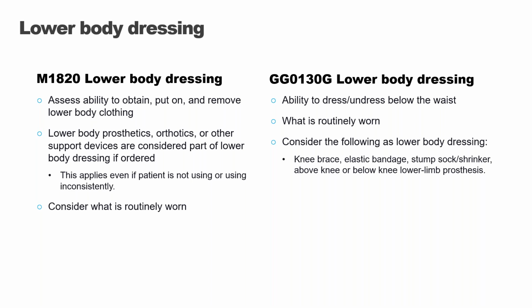So let's look at lower body dressing. M1820 says that we need to assess the ability, again, to obtain, so it's how you're going to get the clothes, getting to and from, which is what we look at on the M1800s. And we're going to obtain, put on, and remove lower body clothing. This also includes lower body prosthetics, orthotics, or other supportive devices that are considered part of lower body dressing if ordered. This applies even if the patient is not using them or using them inconsistently, but if they're ordered and they're supposed to be used, then that is considered.